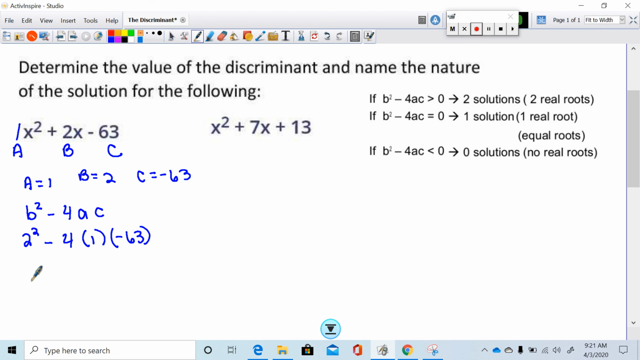Okay, so 2 times 2 is 4. And right here I have a negative times a negative, so that's going to be a positive. And then 4 times 1 is 4, times 63 is 252. So 4 plus 252 is 256. That is greater than 0. So in other words, it's positive. So I'm going to have 2 real solutions.